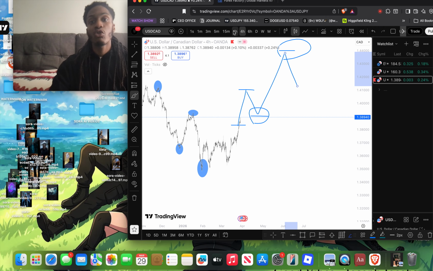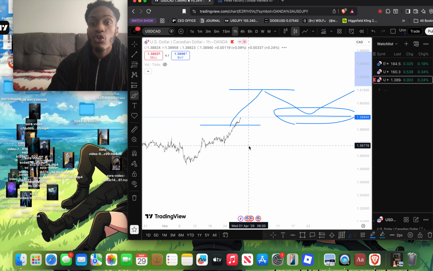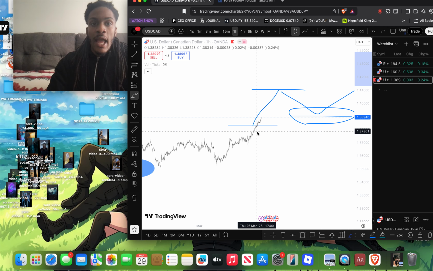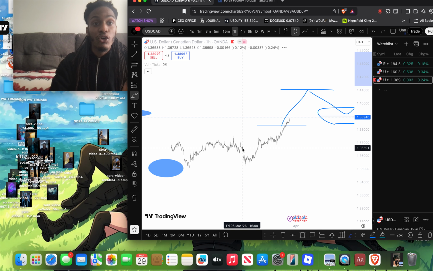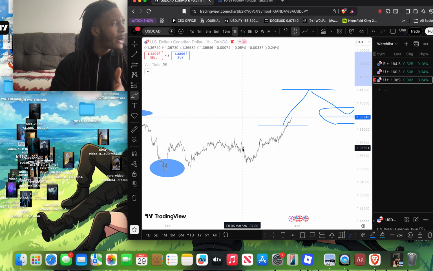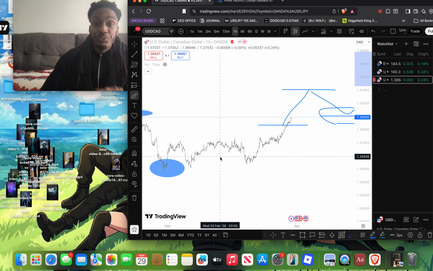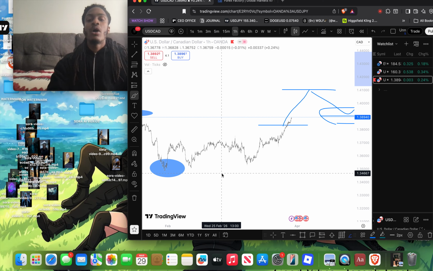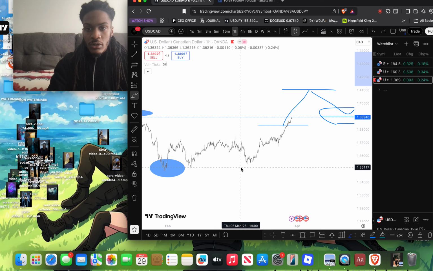So the 4 hours is what I use for my long term, the 1 hour is what I use for my short term. I zoom all the way out, and then when I zoom all the way out, I mark my highs, my highest highs and highest lows. And so what I do is, like I had those blue circles, that's my long term trend, right? So the key to market structure is to zoom all the way out.